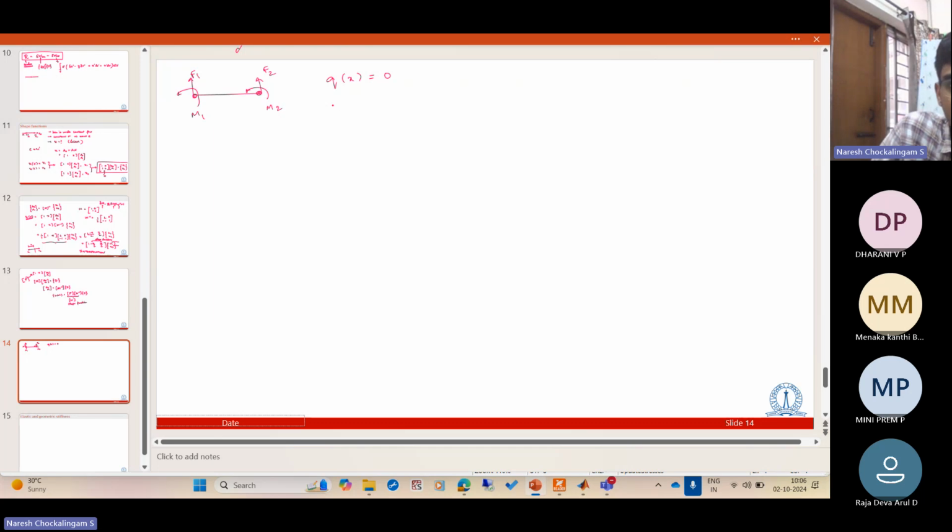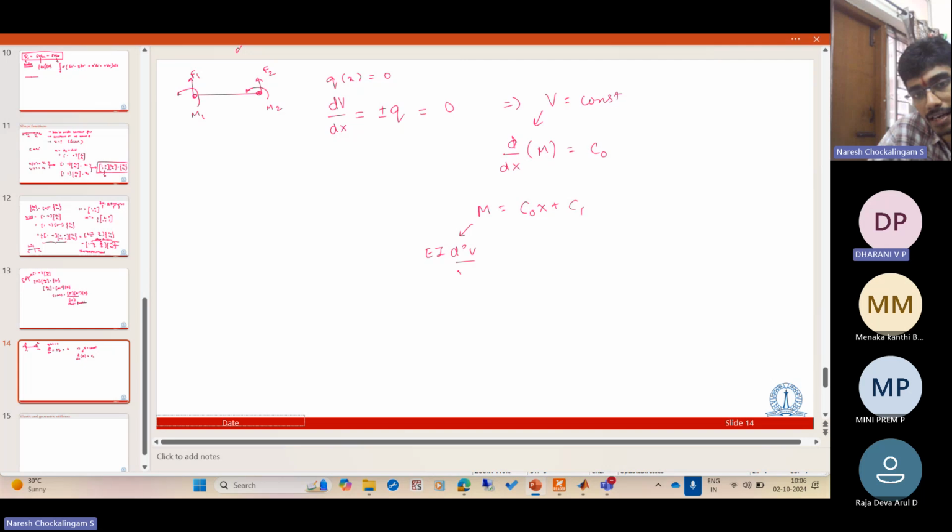So what is the shear force? dV by dx is plus or minus q, depending on how you take the directions, which means the derivative of shear force is 0, which means shear force is constant. But what is the shear force? It is the derivative of moment. So this is equal to some constant, say C0, which means moment is C0 x plus C1. But what is moment? It is EI d square V by dx square.